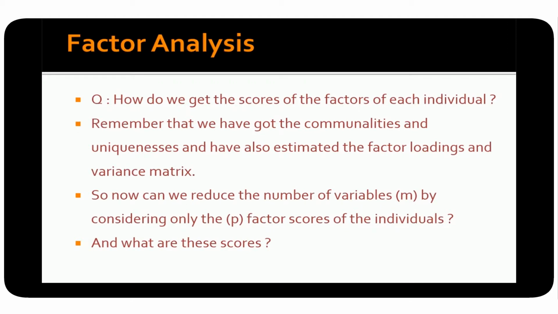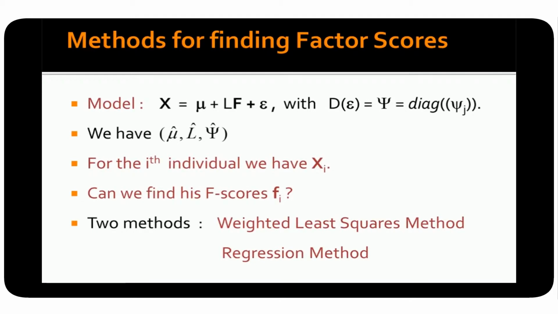In the last few lectures, we had been looking at the factor analysis model, where we had been estimating the factor loadings and the variances, particularly the communalities and the uniquenesses. Now, once we have fitted this model, a question of interest can be, what are the respective factor scores of given individuals? What do I mean by this?